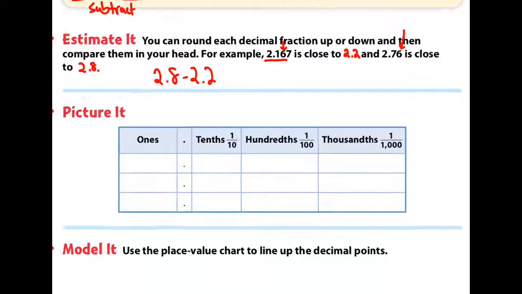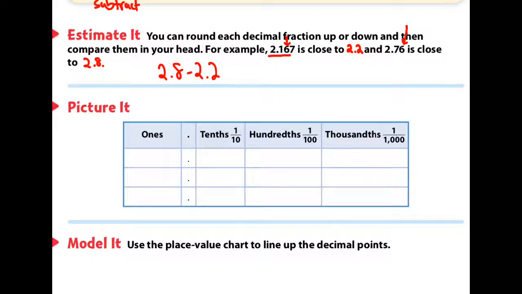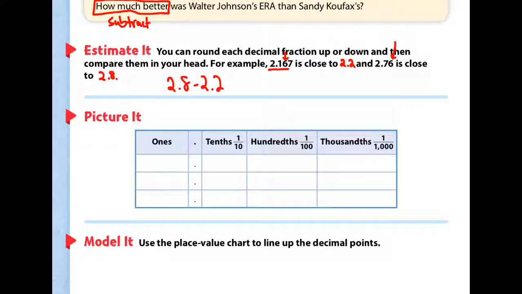Now, for the picture it, we're going to use a place value table. So in this one, we would take the number that's bigger and put it on top. So 2.76 would go on top. There's 2 ones, 7 tenths, 6 hundredths. Minus 2.167, and always fill in that empty spot with 0. Okay, so we can subtract in a place value table.